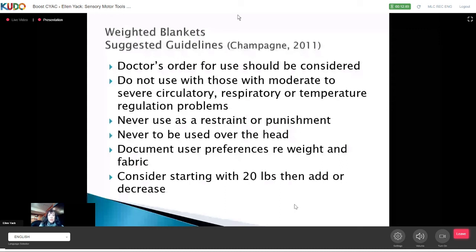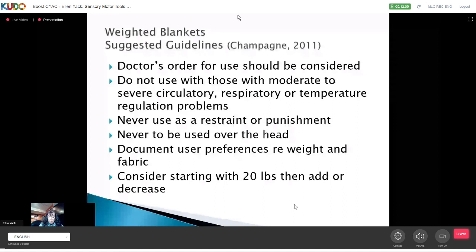So there are school boards across Canada, and mental health agencies across Canada, who have real restrictions about the use of weighted blankets and specific guidelines in place. Some guidelines might include a doctor's order. For adults, it really can't be used with people who have moderate to severe circulatory, respiratory, or temperature regulation issues. It should never be used as a restraint or punishment. It should never be used over the head. And you need to look at weight, because different types of weight are preferred, and the type of fabric. With adults, you're starting to look at 20 pounds and adding or decreasing. For young children, you're looking at 10% of body weight.